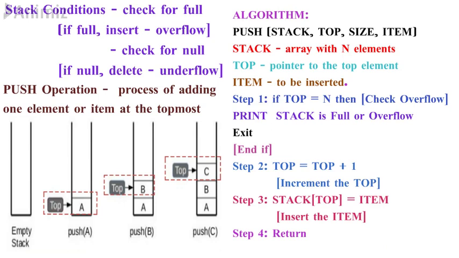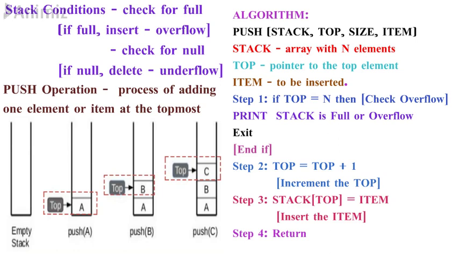Now when you go for considering the algorithm for push operation, what are all the parameters which we need? Stack, top, size, item. What is stack? Stack is the array with n elements in which we are going to insert our item. Top is the pointer, the position in which you are going to insert. Then size is to check whether your stack is full or not. If your top is equal to that particular number of elements present in that particular stack, then it is overflow. You cannot insert an element. Then item is the parameter which you are going to insert.